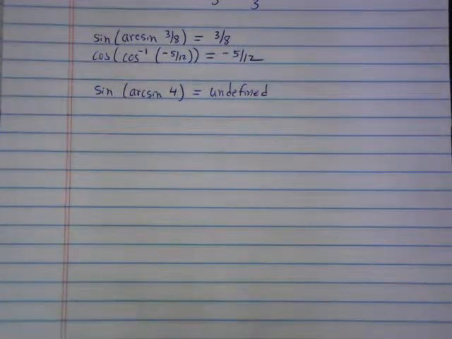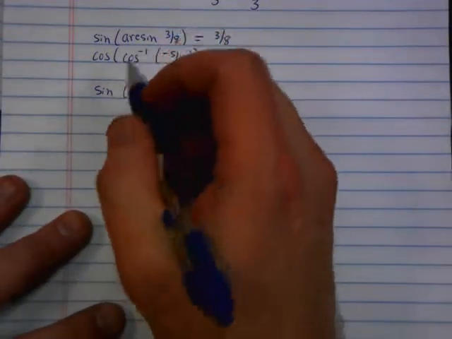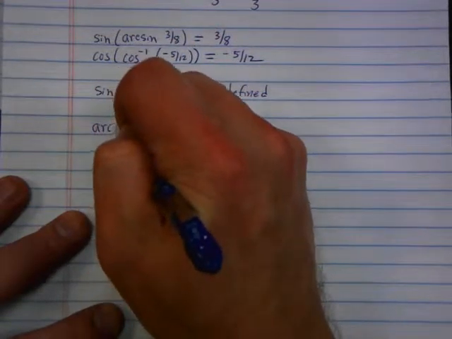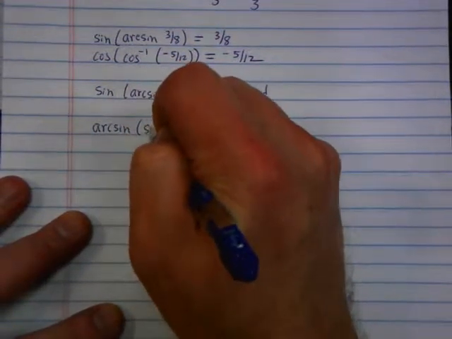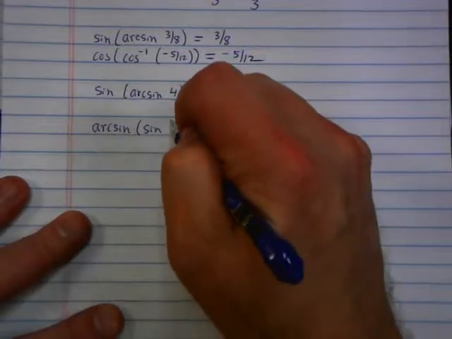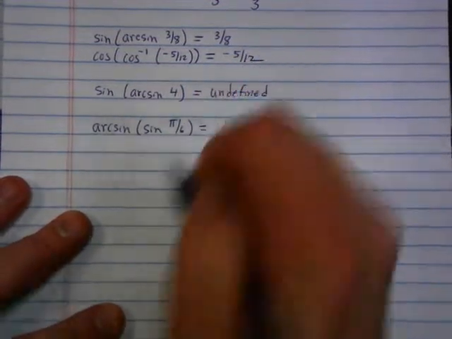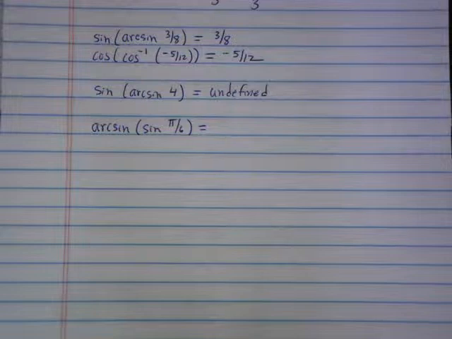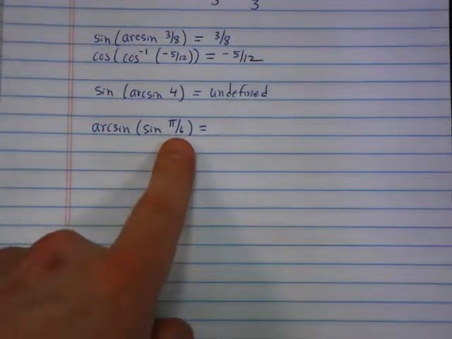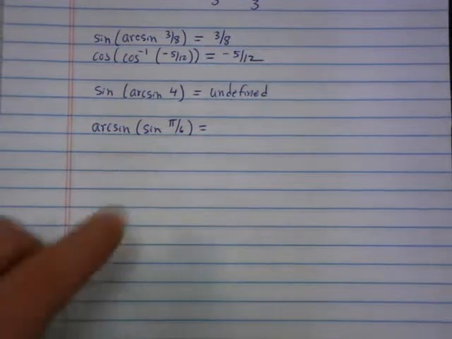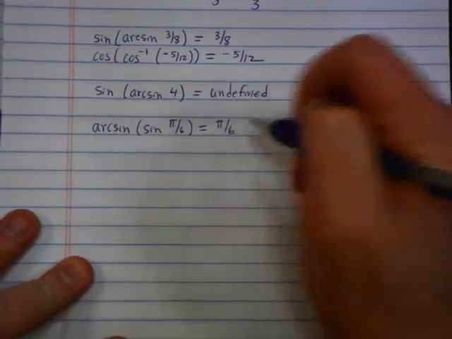All right, how about if I flip things around? How about the arc sine of the sine of pi over 6? Pi over 6, how come? They're inverses, and pi over 6 is within the usable domain. So that's pi over 6. All right, that was an easy one.